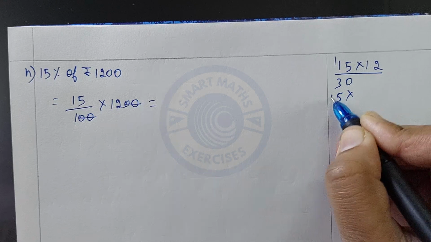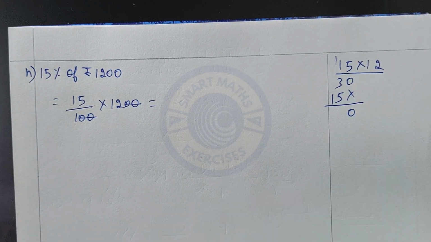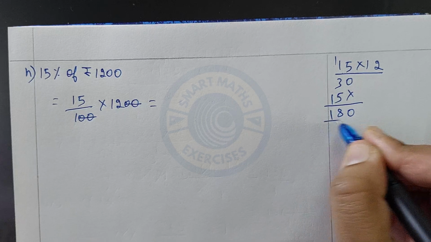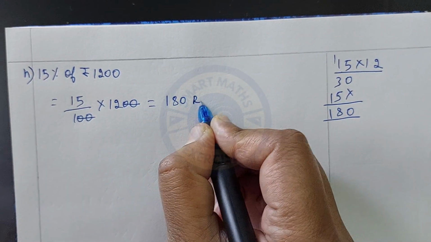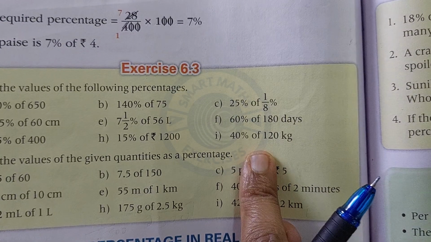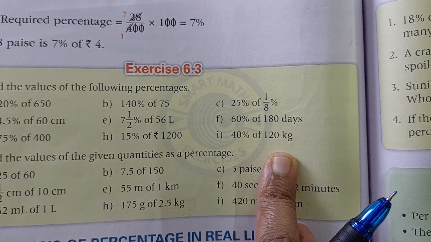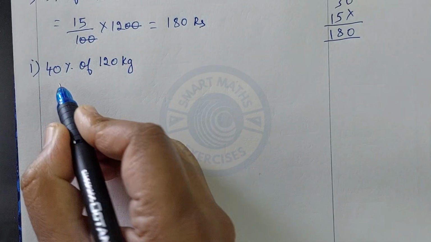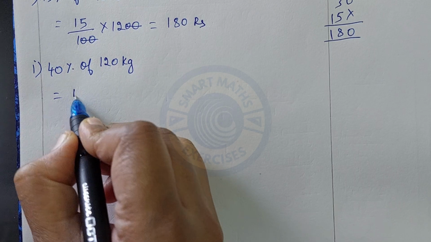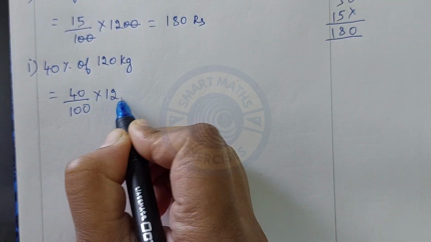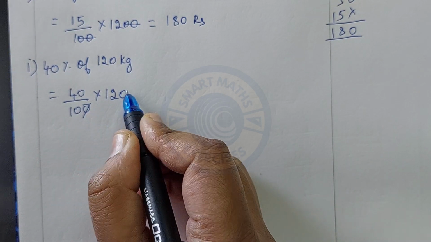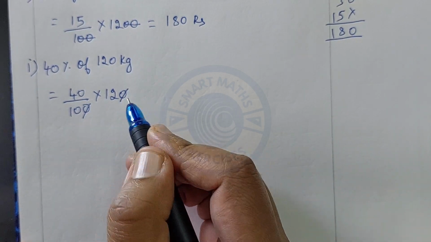1 5s are 5. 1 1s are 1. 3 plus 5 is 8. 1 180. So 180 rupees. Next question I, 40% of 120 kg. Convert this percentage to fraction. 40 by 100. Then multiply with the quantity. The 0 and the 0s get cancelled.